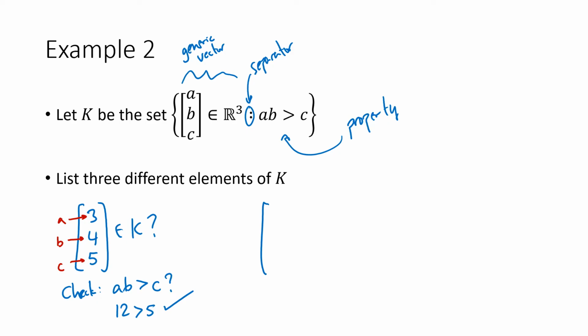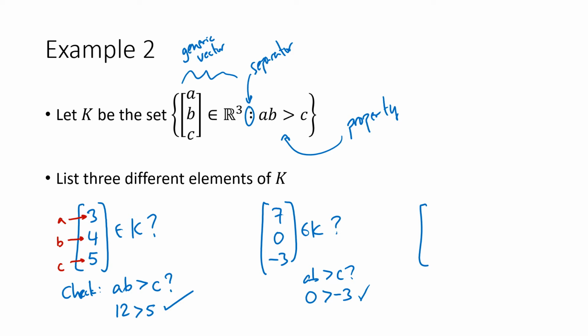So just some other examples. We could have 7, 0, negative 3. Is that in K? Well, we would have to check AB greater than C. In this case, A times B, that's 7 times 0, which is 0, and C is negative 3. Is 0 greater than negative 3? It is, yes. So that's another example of a vector in my set.